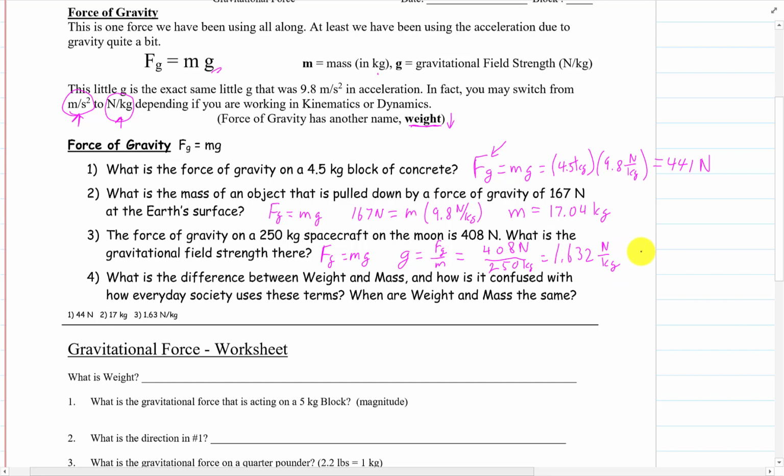Oh, by the way, if you dropped an object and you were standing on the moon, how fast would it accelerate towards the ground? 1.632 meters per second squared. Good, that's how fast it would accelerate.